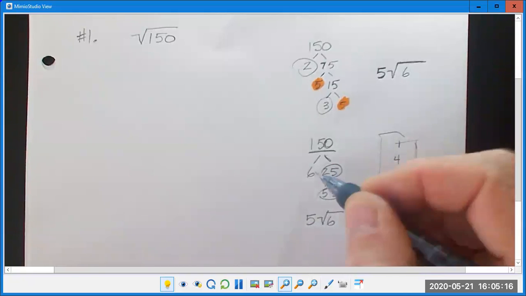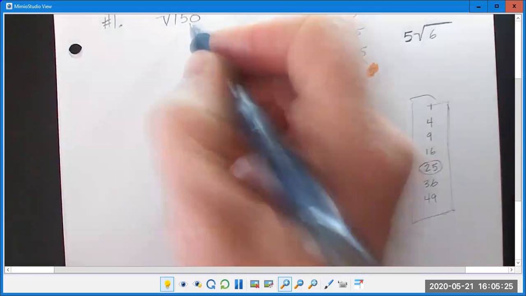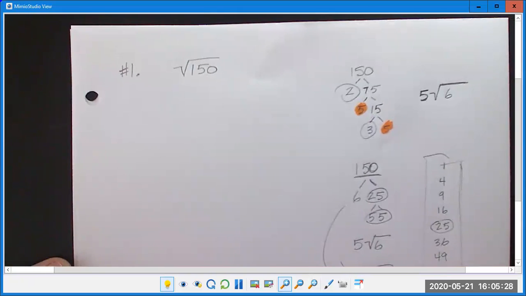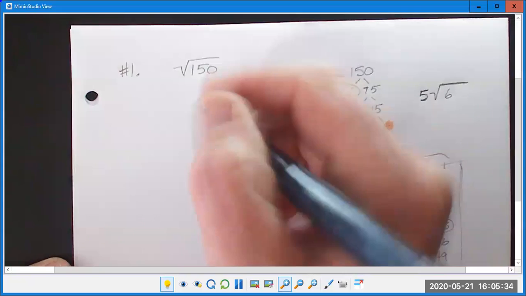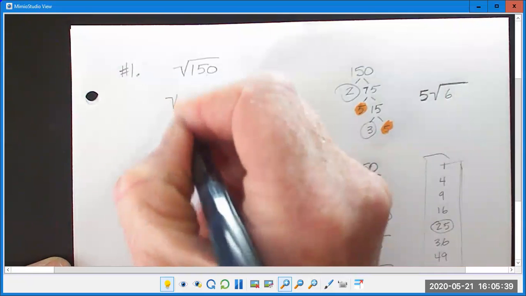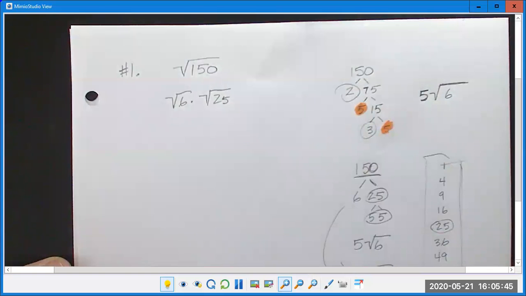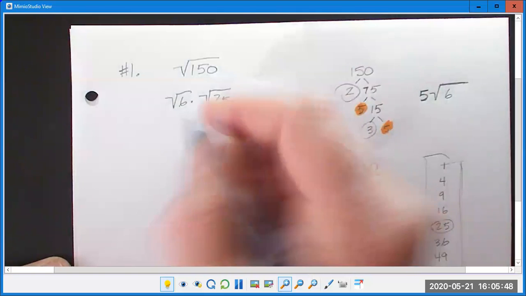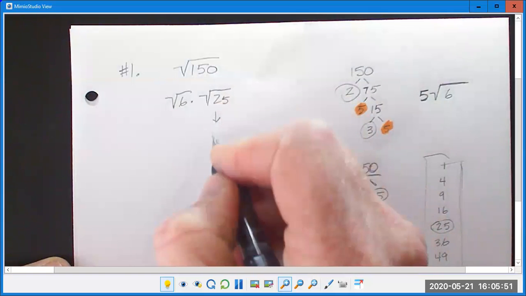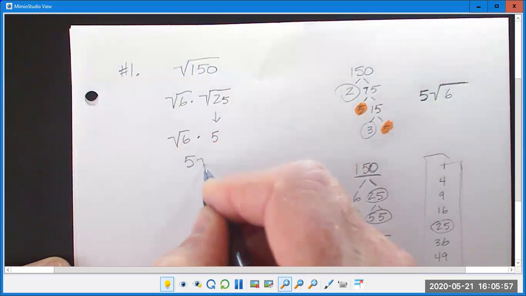So what this is really saying is, if I have radical 150, then after I do my factor tree, I could say I have radical 6 times radical 25. Radical 25 is going to turn out to be 5. So now I have radical 6 times 5, and it's 5 radical 6.